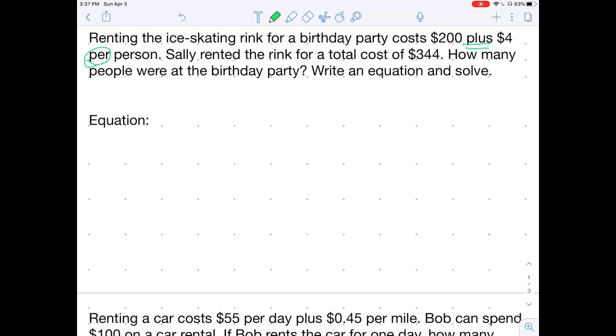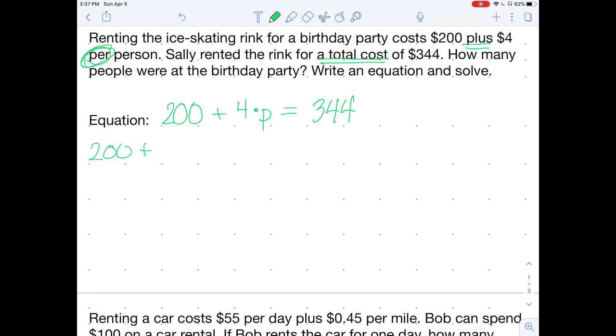So first let's write an equation. We know it costs $200 plus, that's kind of obvious, plus means add, $4 per person. Now before we said per means multiply, so we're going to do 4 times the number of people. We don't know how many people, so I'm going to use a variable. Equals a total cost, that means equal to, of $344. Okay, that's our equation. Now let's solve it.